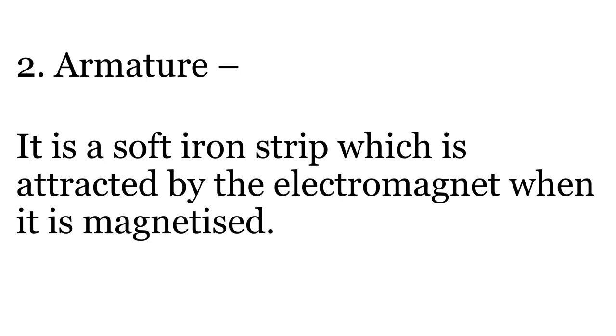The second component is the armature. It is a soft iron strip which is attracted by the electromagnet when it is magnetized.